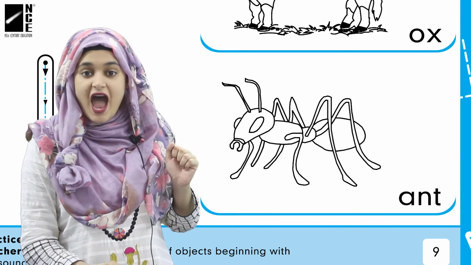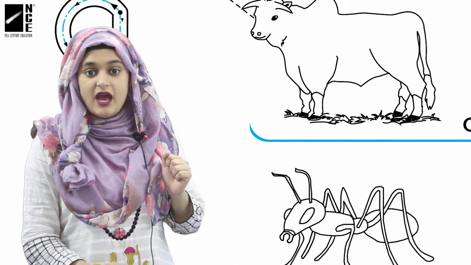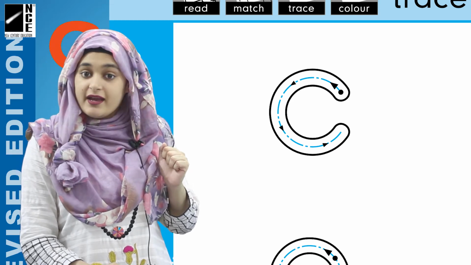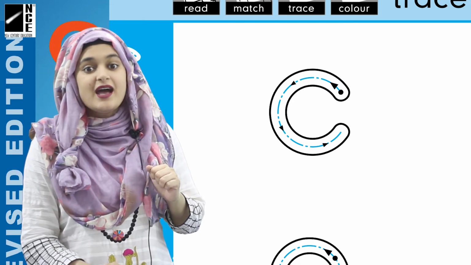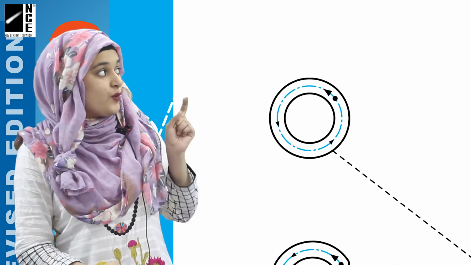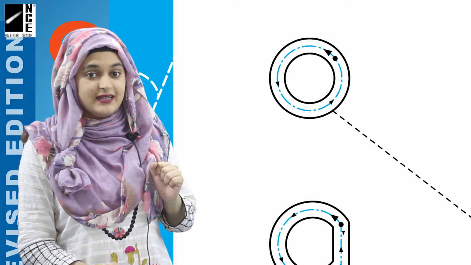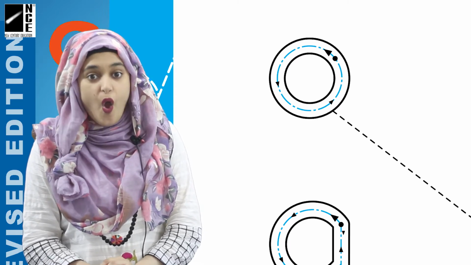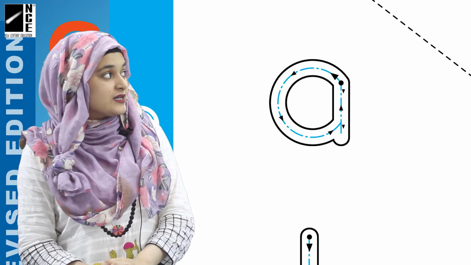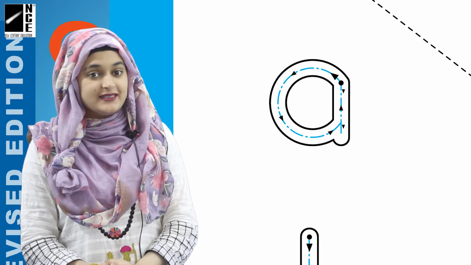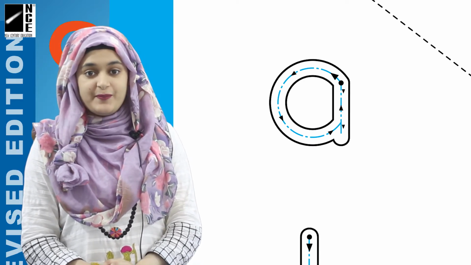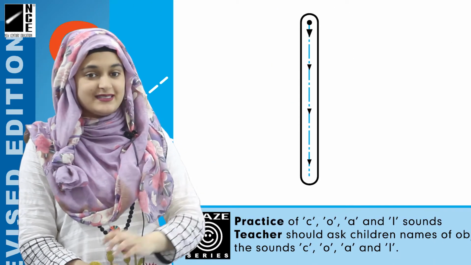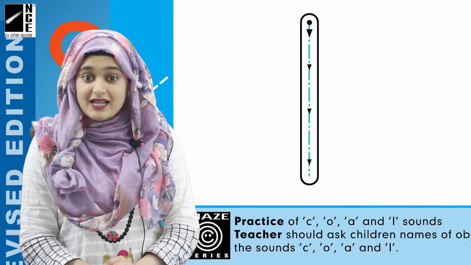Now children, which letter is this? K. This is K. And what is this? Yes, this is O. And which one is this? This is A. And what is this? This is I.